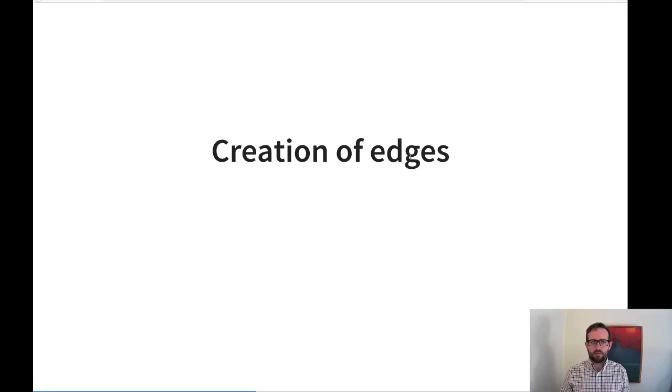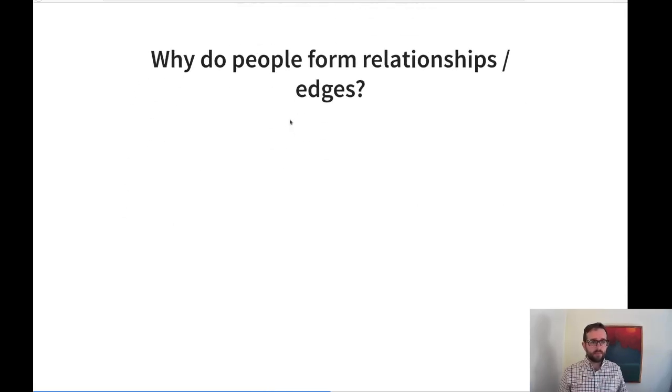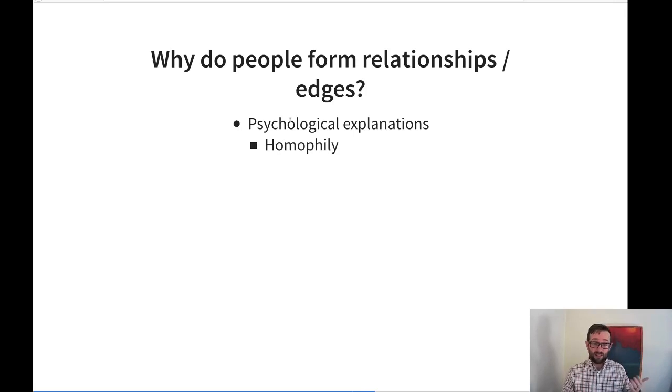Oh well. So why do people form relationships from a network perspective? Why do edges get created in human social networks? There are some psychological explanations, which we'll talk about first. Homophily, which we talked a lot about, right? That people want to be similar to similar others.